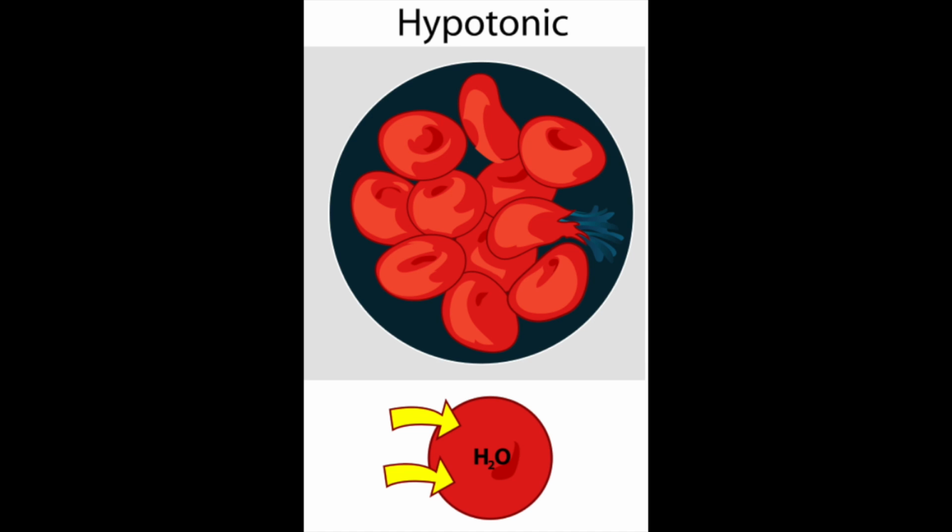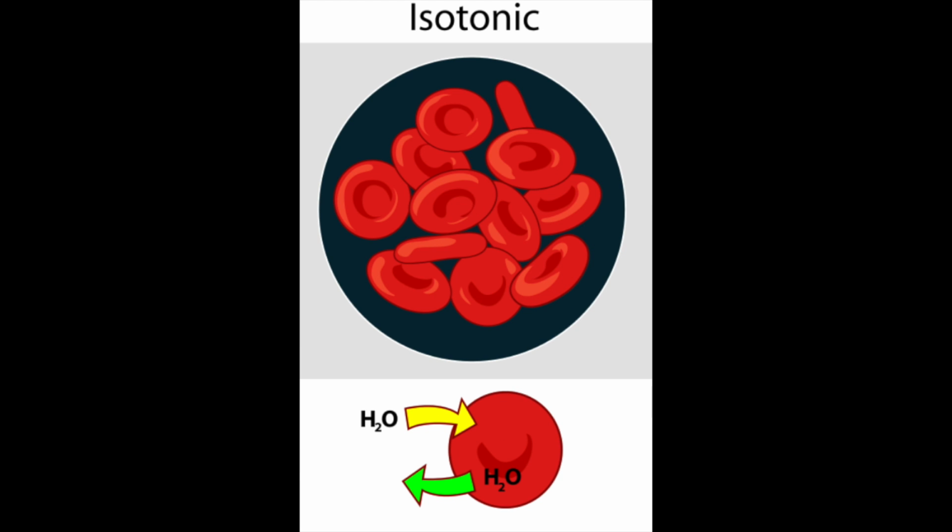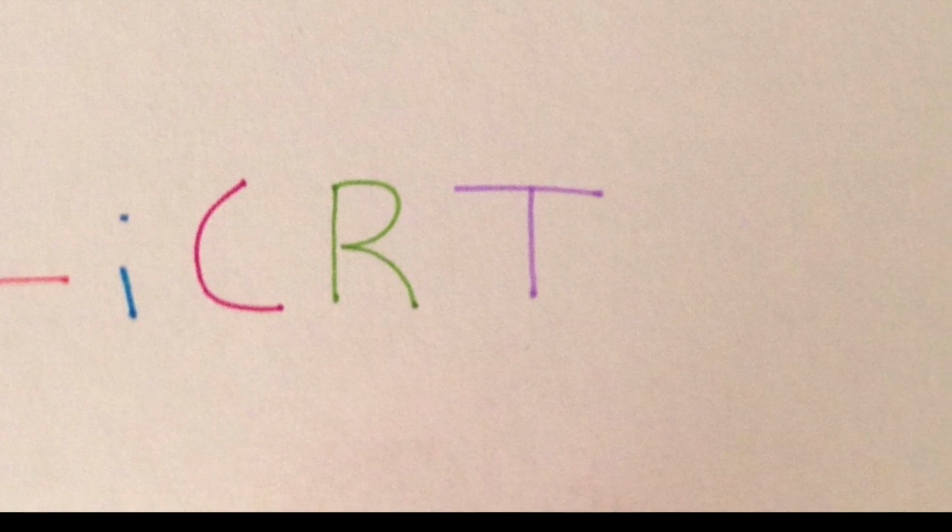However, we know that this is inaccurate. Any cell that experienced the least amount of change would have been considered isotonic, but as aforementioned, none of our cells displayed this. The water potential of a potato cell can be calculated using the formula negative iCRT.